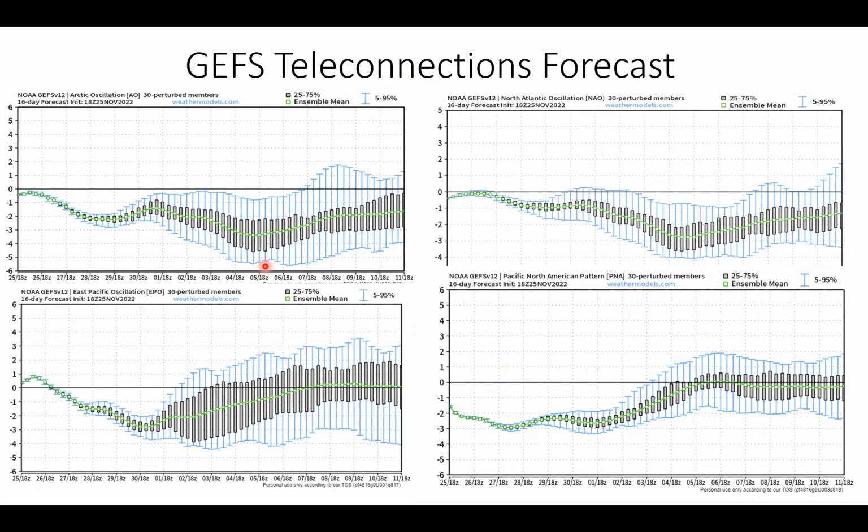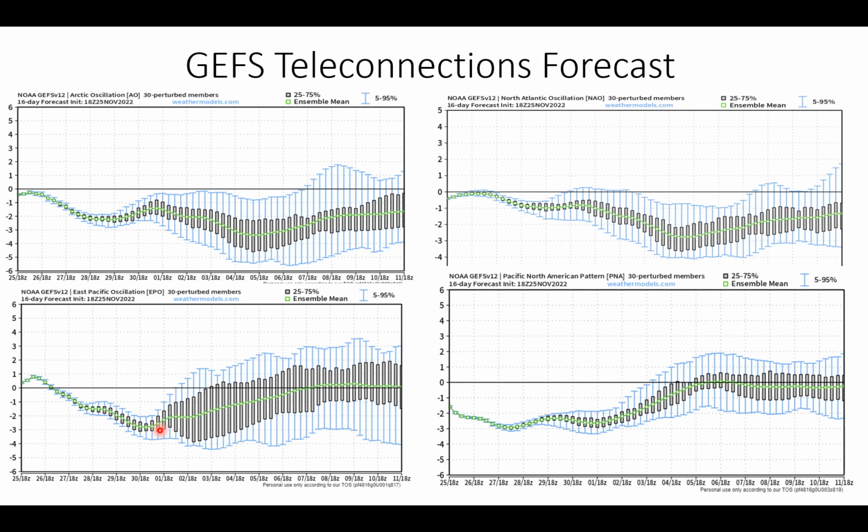GEFS Teleconnections Forecast, I just want to show you another ensemble prediction system, kind of like what it looks like. Generally, the AO, Arctic Oscillation, right on into early December. Wow, remaining negative all the way to the 11th of December, according to the GEFS. The Arctic Oscillation, AO, negative. The NAO also dipping and tanking, negative, pretty significant amplitude at -3. Okay, and then you've got the negative EPO down, pretty significant amplitude here as well.